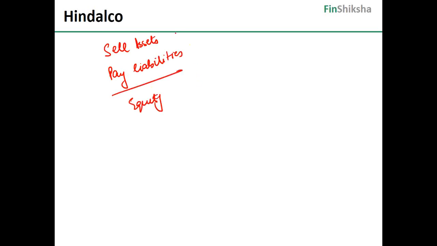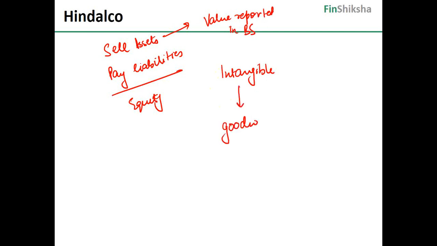Right now, there is a problem with sell assets. Assets have to be sold at the value they are being reported on the balance sheet. Now, usually most of the accounting is conservative in nature, but assets have to be sold at the value reported in the balance sheet. Now, when you look at the assets, all assets are fine with the exception of intangible assets. And even within intangible assets, we are more concerned about this asset called goodwill.